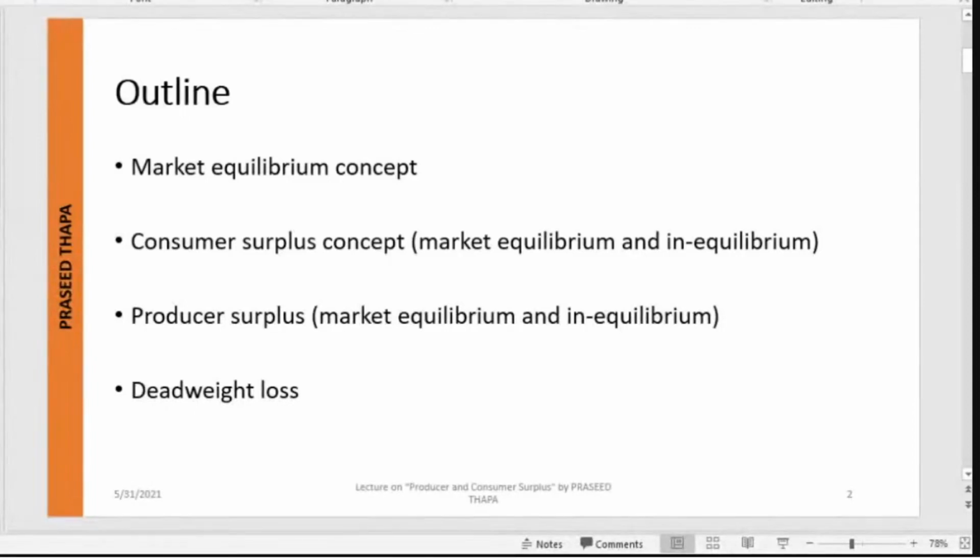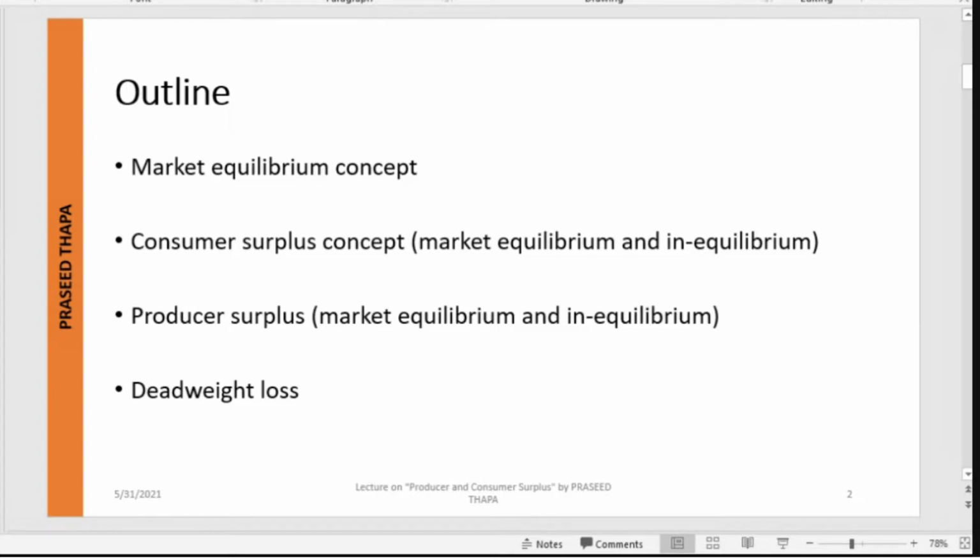According to the course breakdown, but I will be spending this for today and tomorrow because this is a very important topic, and this is a very good foundation for your master's degree, also for your higher studies. So I will be taking these two lectures for producer and consumer surplus because this is very important.